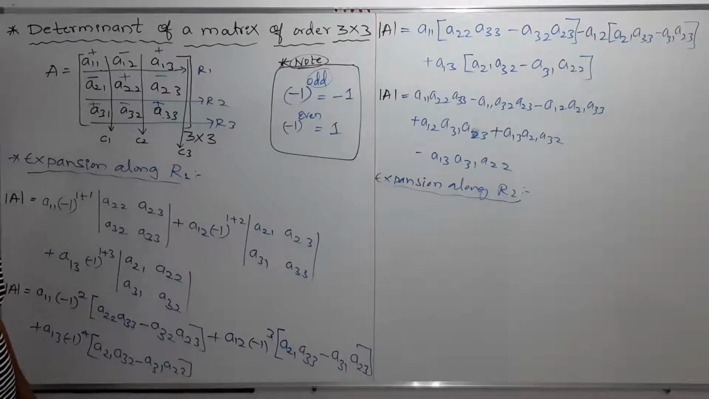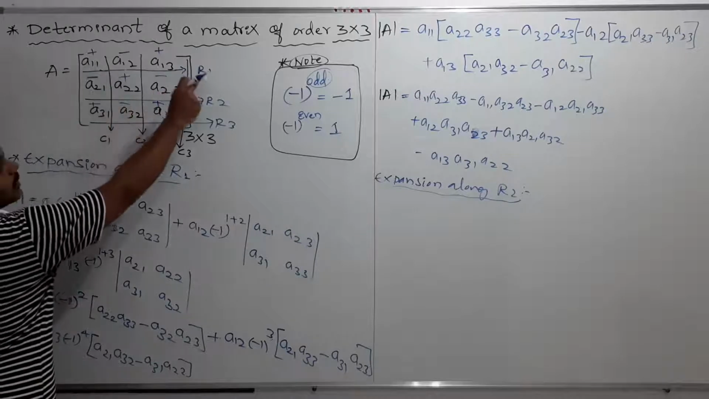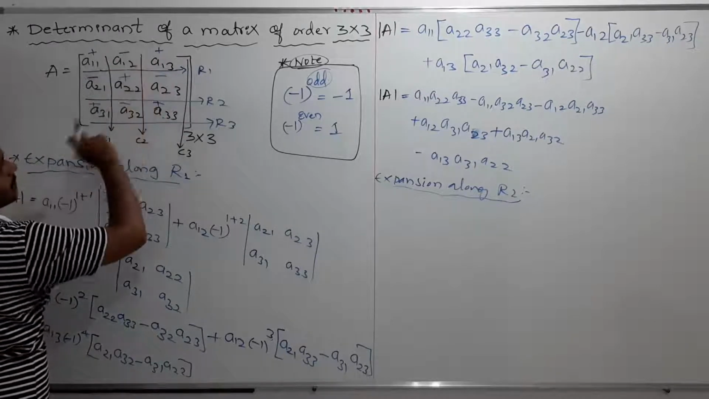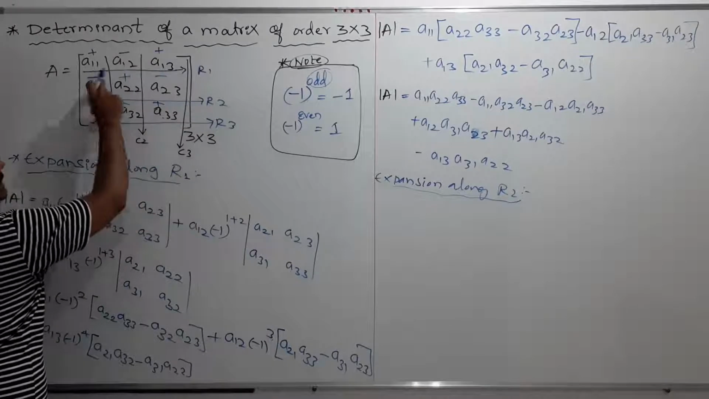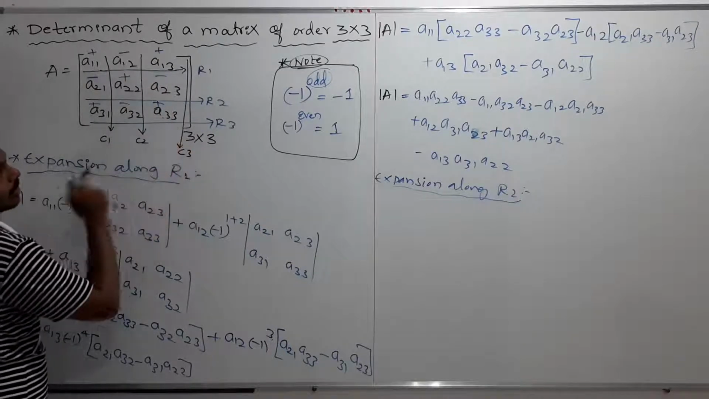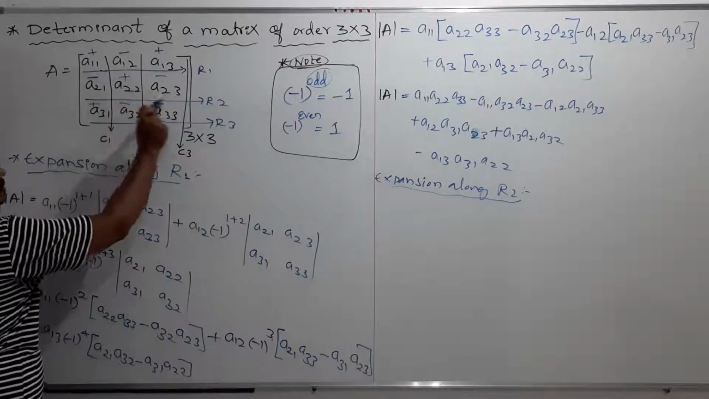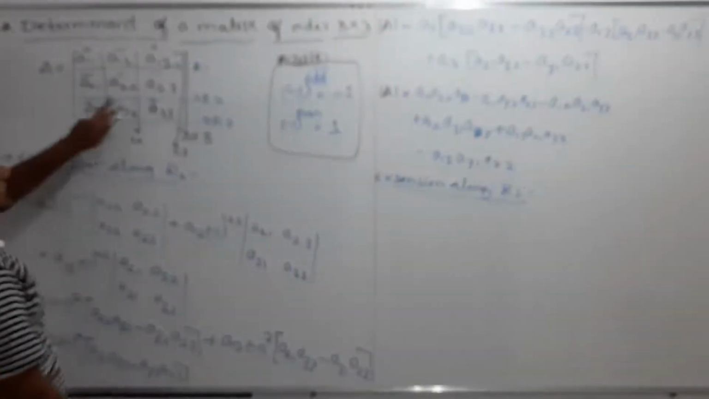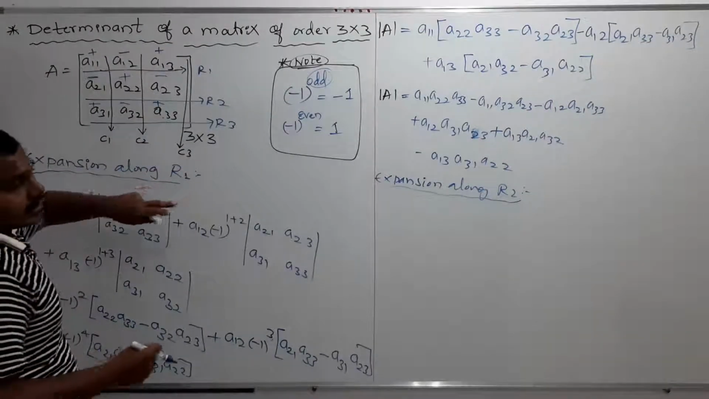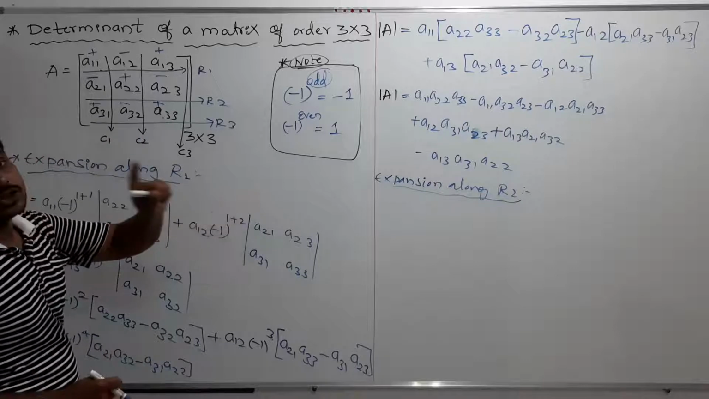You should remember in your mind that if you wanted to expand along row 1, it is plus minus plus. If you wanted to expand along row 2, it is minus plus minus. If you want to expand along row 3, it is plus minus plus. Clear? So now I'll show you how quickly you should expand.